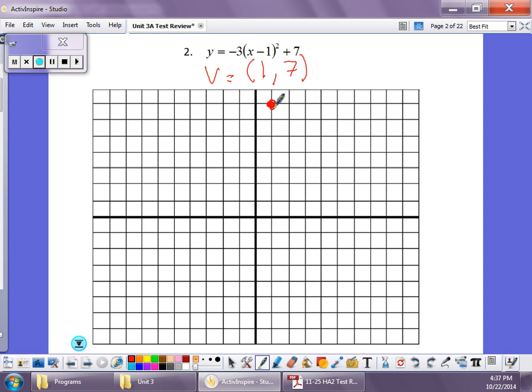And now I see my a value is negative 3. So I'm going to go to the right one, now down 1 times 3, which is 3, in both directions. And over 2, down 4 times negative 3, which is negative 12. So I'll be down 1, 2, 3, 4, 5, 6, 7, 8, 9, 10, 11, 12 on both sides. And then that would be my graph. Now, this is probably going very ugly. Normally this would go through the points, obviously. And that's that.